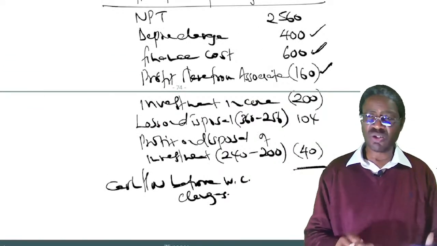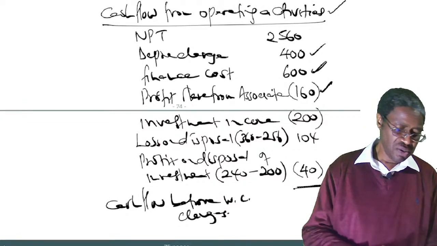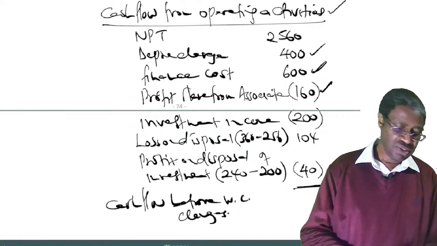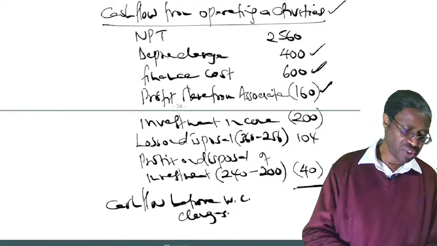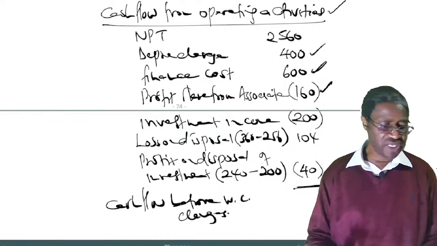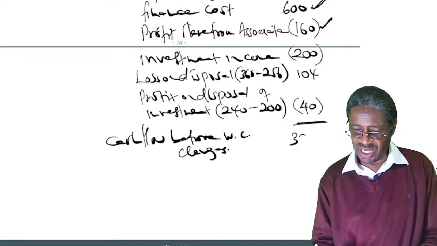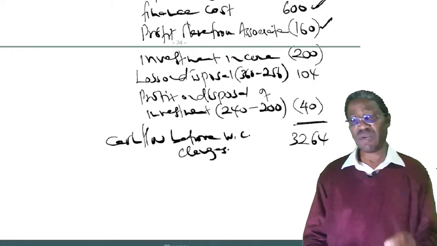Let's get the total of the cash flow before working capital changes. That is 2560 plus 400 plus 600 minus 160 minus 200 plus 104, yes, minus 40. I am getting a net of 3264. If I'm correct, you'll confirm my figures. 3264. That's what I'm getting.